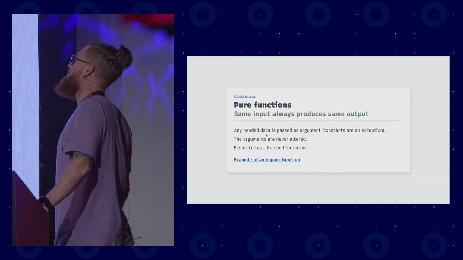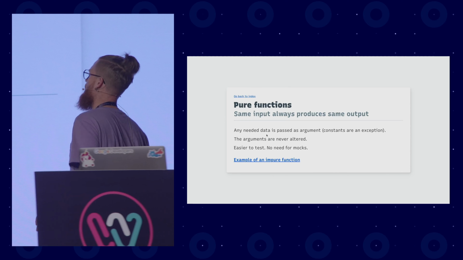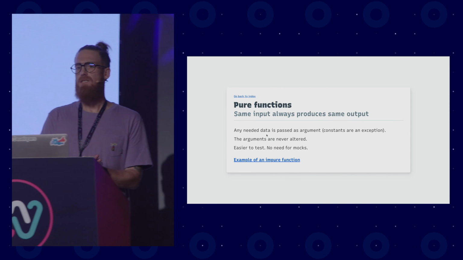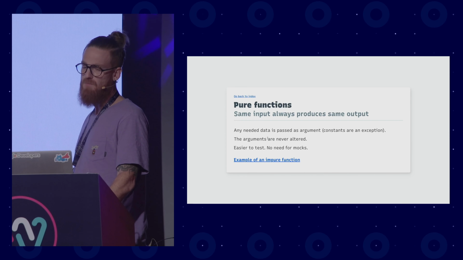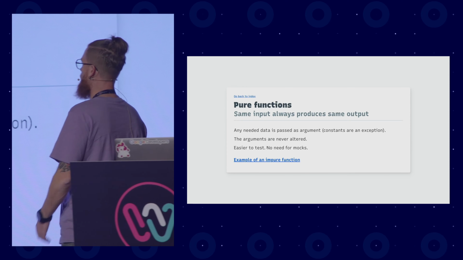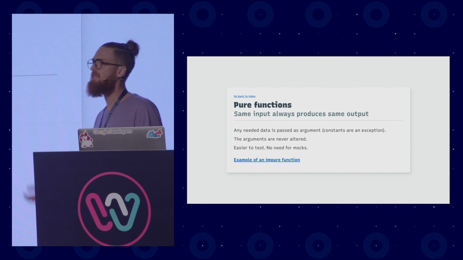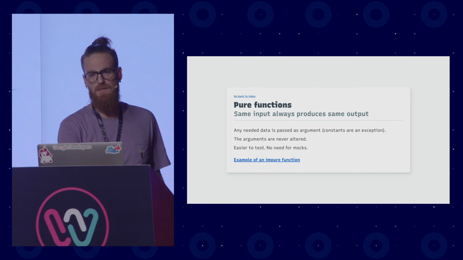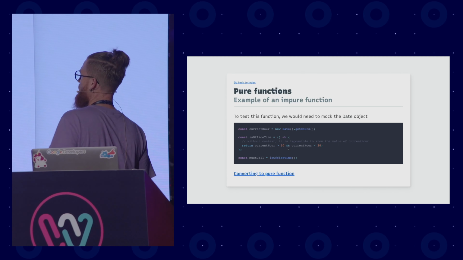One of the characteristics is that the arguments are never altered. So we don't mutate the inputs. And the clearest benefit is that they are easier to test. There is no need for mocks.